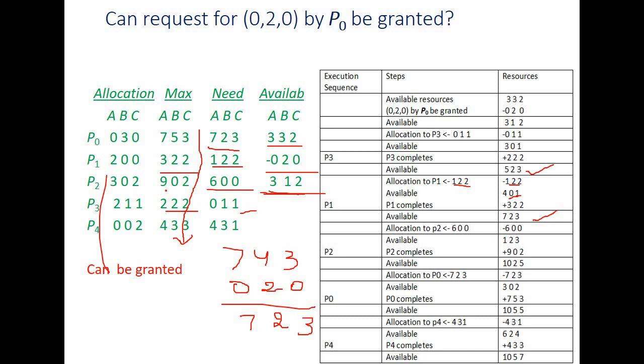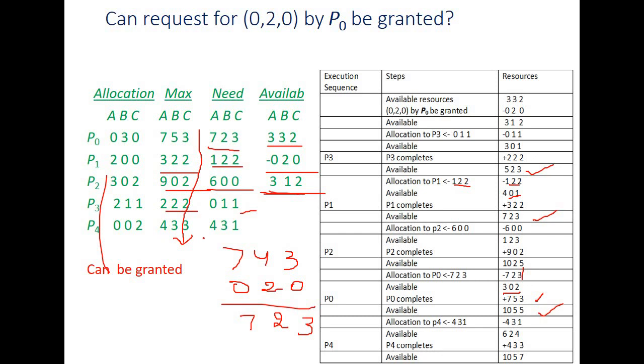When P2 completes, it will release all its resources. 902 are released, 1025 are in hand now. Now P0 will take up the execution. 723 are required for P0. So it is allocated. So balance in hand is 302. After P0 completes, it releases 753 resources. So available resources will become 1055.